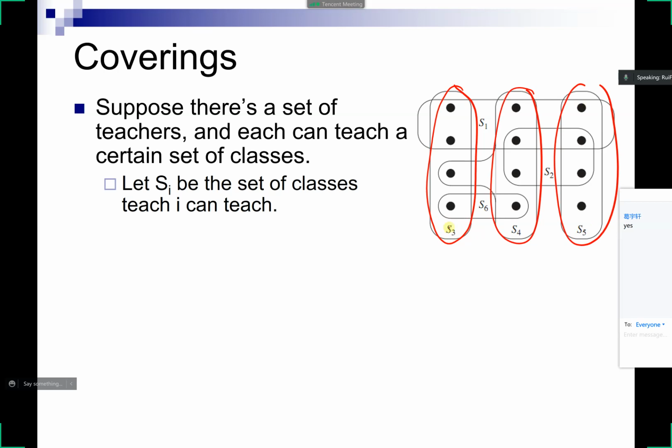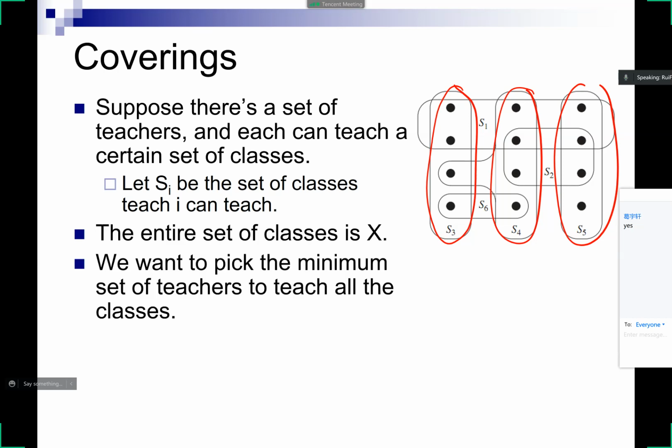Each of these sets is going to have an associated cost, and this cost can represent, like, the salary of the teacher. So your goal is to make sure you can teach all of the classes, but you want to hire the teachers and minimize the total salary. So we want to find the cheapest way to cover all of these elements. So that's the set covering problem.